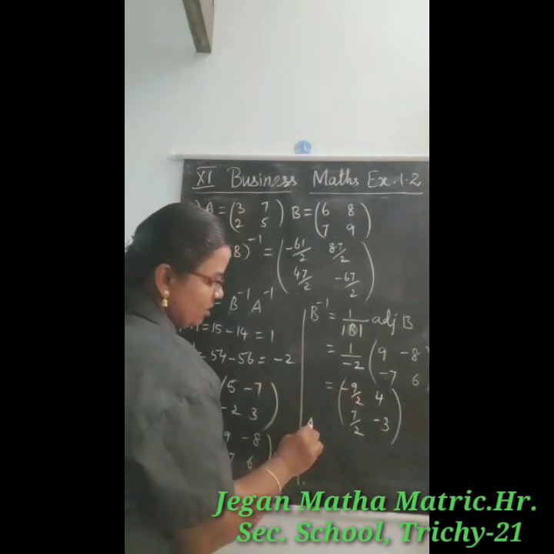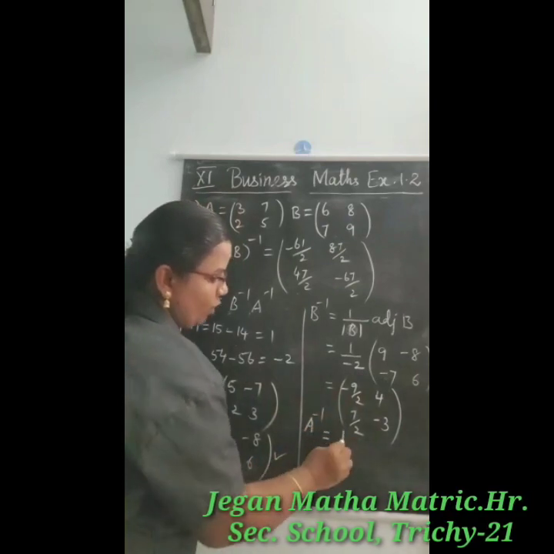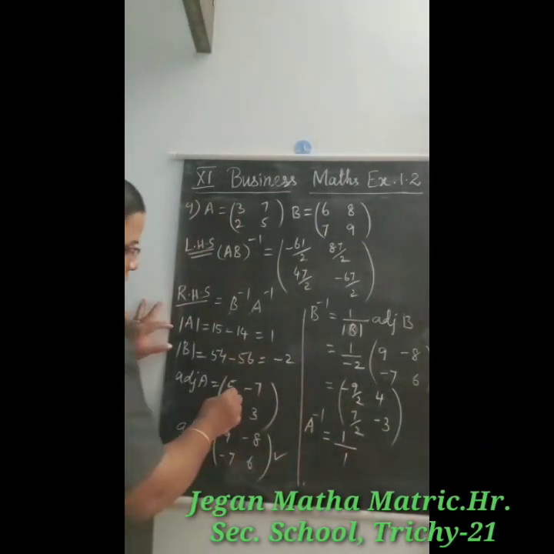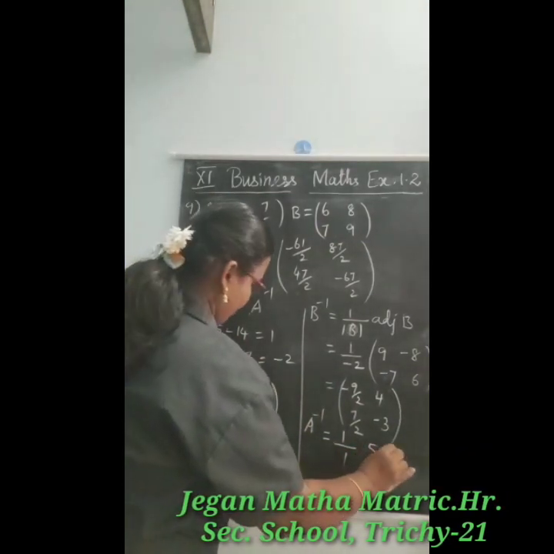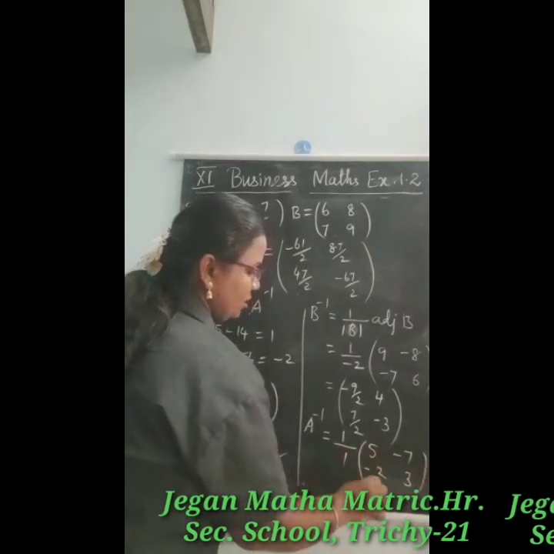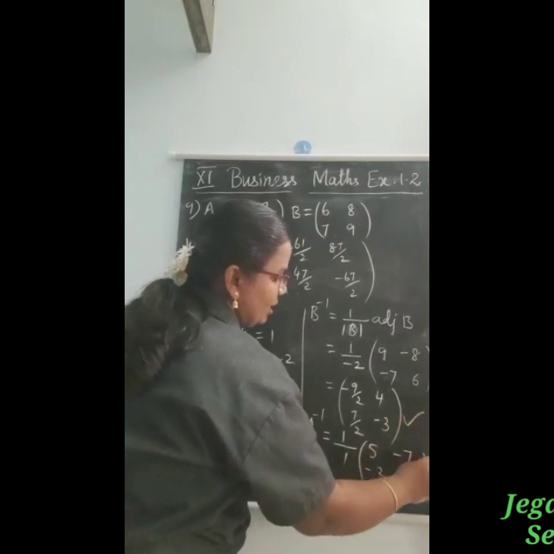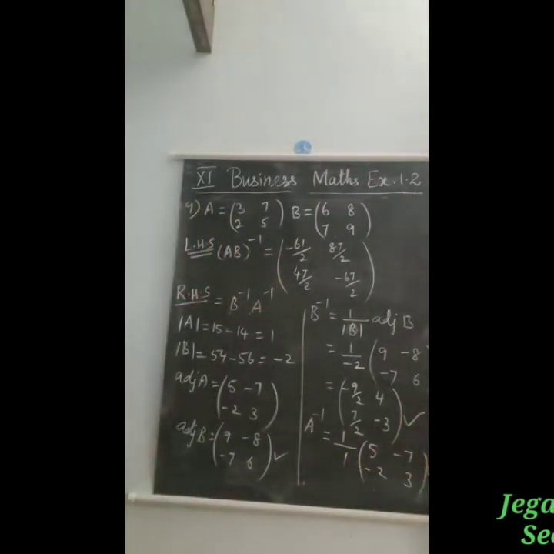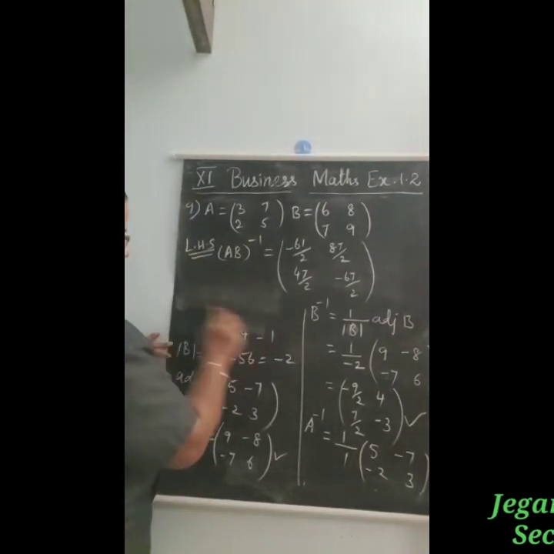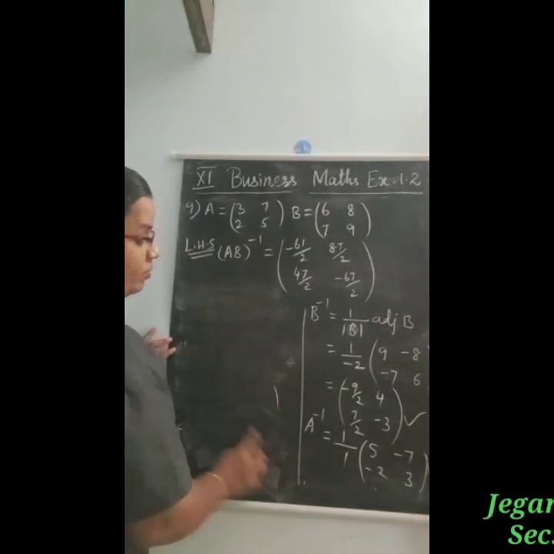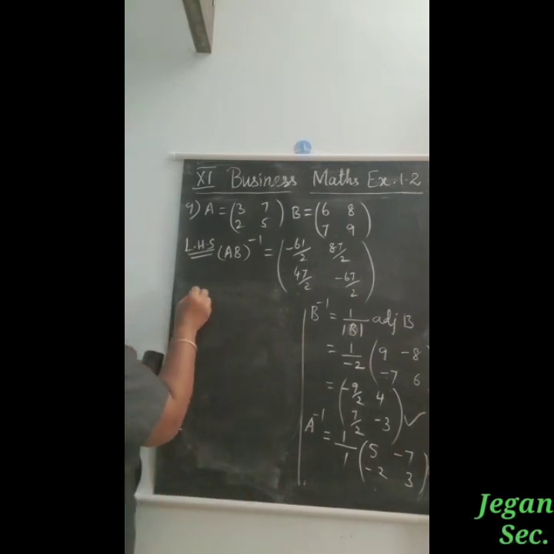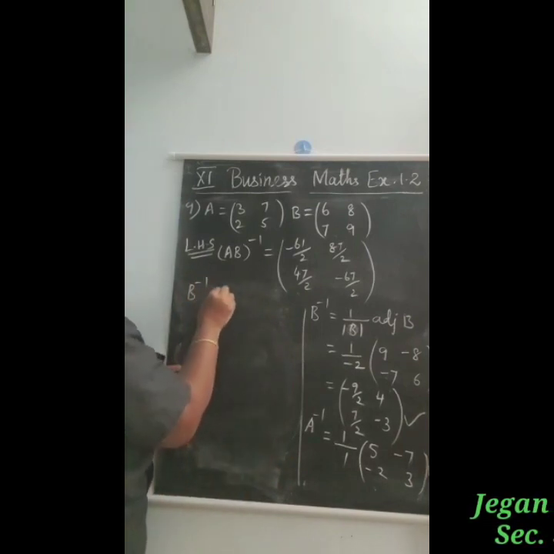Now A inverse. A inverse is equal to 1 by determinant of A, which is 1 only, and what is adjoint A here? 5, minus 7 and minus 2, 3. So we multiply this, and we will get the RHS. So now we have to find B inverse into A inverse.